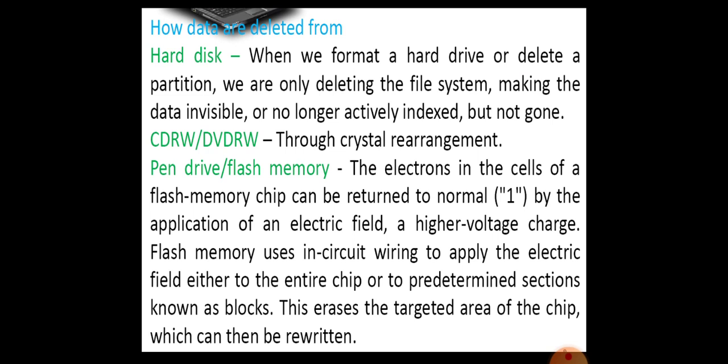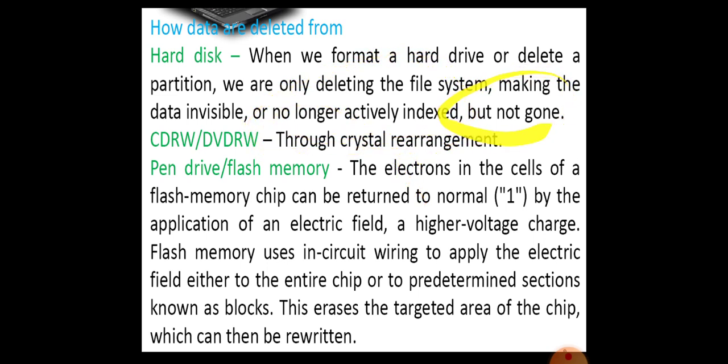How can data be deleted from a hard disk? When we format a hard disk or delete a partition, we are only deleting the file system, making the data invisible or no longer actively indexed, but not gone. That is, if you are deleting any file from your hard disk, please note down this point. We are only deleting the file system, making the data invisible. Actually, it is not exactly deleted. No longer actively indexed, that's all.